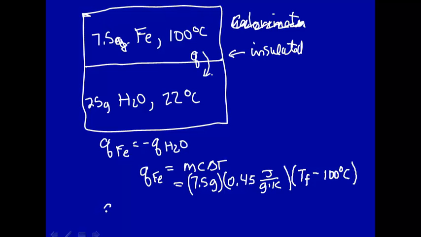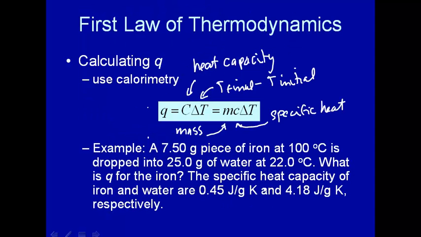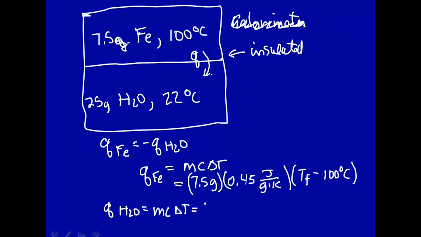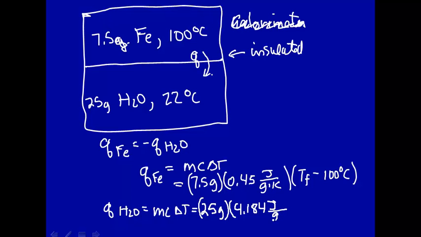And similarly, Q for water, we'll use that again as m c delta T. We're going to use that form because we're given the specific heat capacity of water, 4.184 joule per gram per Kelvin. So we have 25 grams of water. The specific heat capacity is 4.184 joule per gram Kelvin. And here we have the final temperature minus the initial temperature, 22 degrees C.